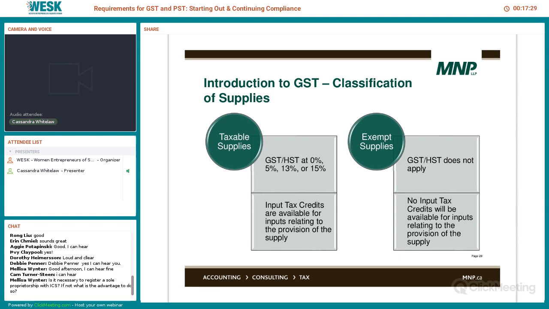The other type of supply is an exempt supply. For these supplies, GST and HST do not apply. However, this also means that you can't claim any credits for GST that you paid in providing those supplies.